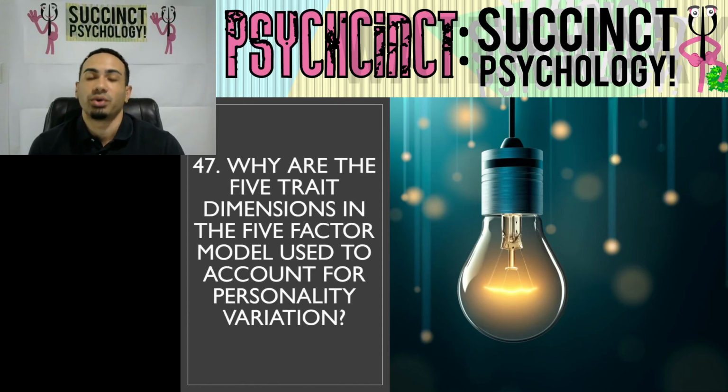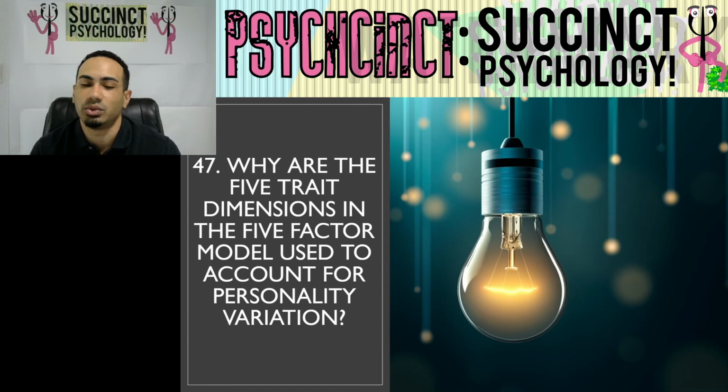And for our final question, why are the 5 trait dimensions in the 5-factor model used to account for personality variation? Okay, so this one's a bit loaded as well. Okay, so we're dealing with the 5 trait dimensions in the 5-factor model, and we want to know why they're used to account for personality variation. Okay, well, let's think of the 5 traits first. So a good way I like to do it is I use the acronym OCEAN. Openness, conscientiousness, extroversion, agreeableness, neuroticism. Okay, so we're dealing with those 5 traits.